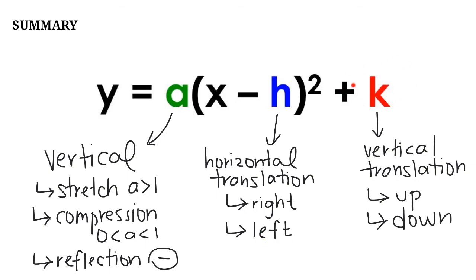Your k value represents a vertical translation or a vertical shift. And the k value, luckily, is very simple and straightforward. If you have a positive k value, that's going to represent a vertical translation or shift upwards. If you have a negative k value, that's going to represent a vertical translation or shift downwards.